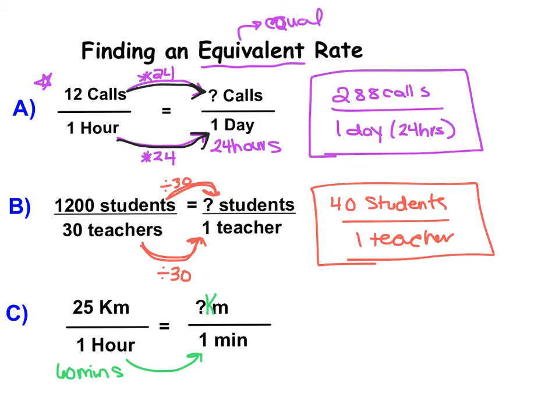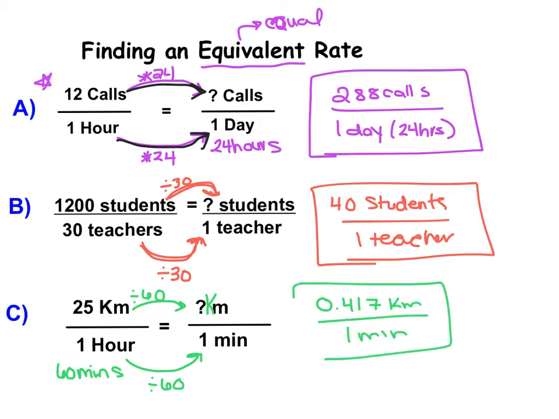Now I know that I can travel 25 kilometers in an hour, which means in a minute I should ultimately travel less. So here I see I'm going from 60 minutes down to 1 minute, so I'm dividing by 60. Which means I'm going to have to take that 25 and divide that by 60 as well. So 25 divided by 60 is 0.41, and then I'll round it to 0.4 kilometers per 1 minute.